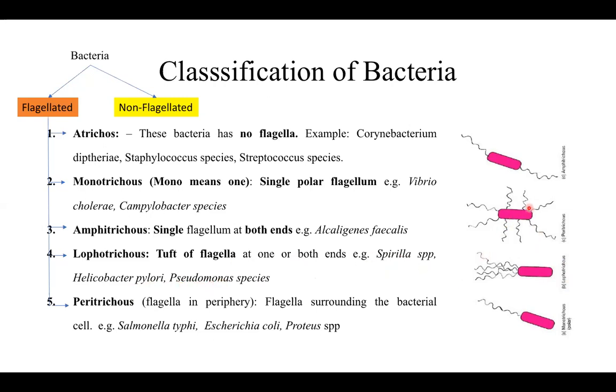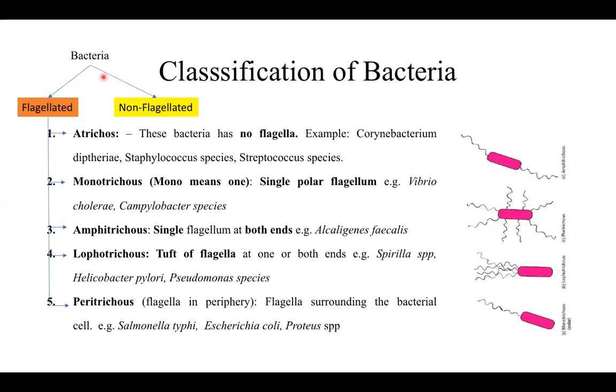In some of the bacteria, the flagella are arranged on the whole body. Flagella are distributed all over the body surface. This type of distribution of flagella is known as peritrichous. Examples are Salmonella, Shigella, Escherichia coli, and Proteus.